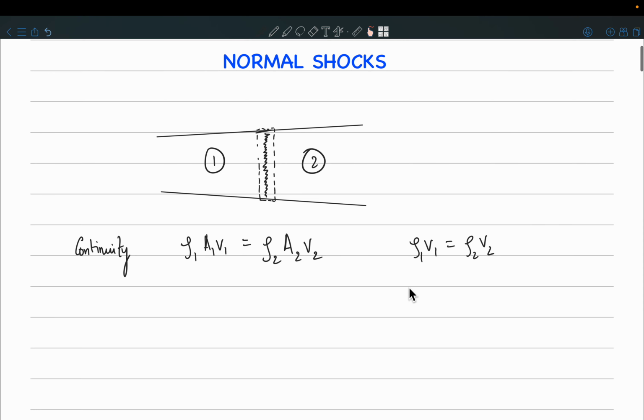So for example, you can say P is equal to rho RT, use the state equation, right? And V by a is equal to M. If I use these equations, and also I know that a is nothing but under root of gamma RT, right? So I can plug these equations into rho 1 V1 equals rho 2 V2.